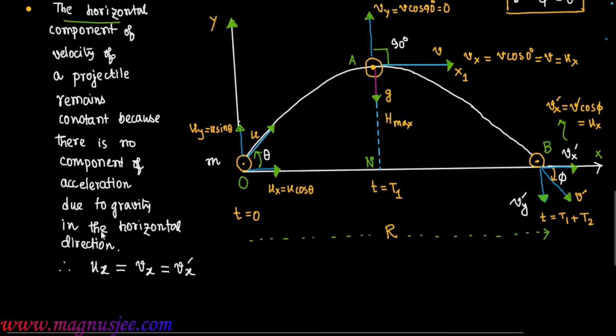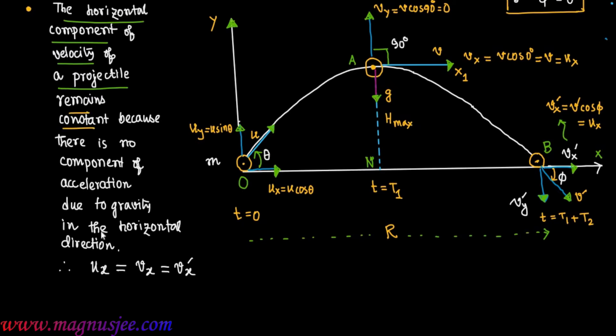Now, the horizontal component of velocity of a projectile remains constant. The horizontal component of velocity of a projectile remains constant because there is no component of acceleration due to gravity in the horizontal direction.